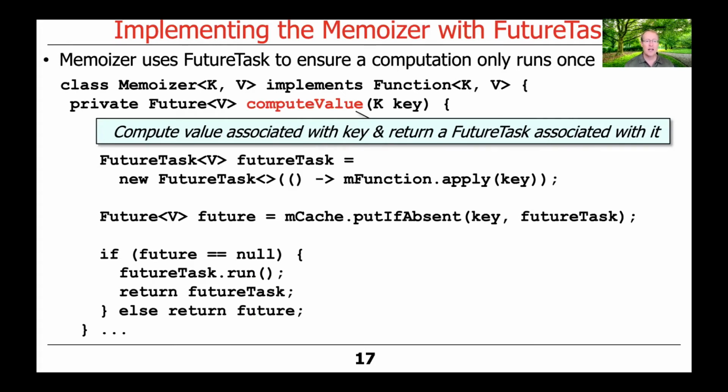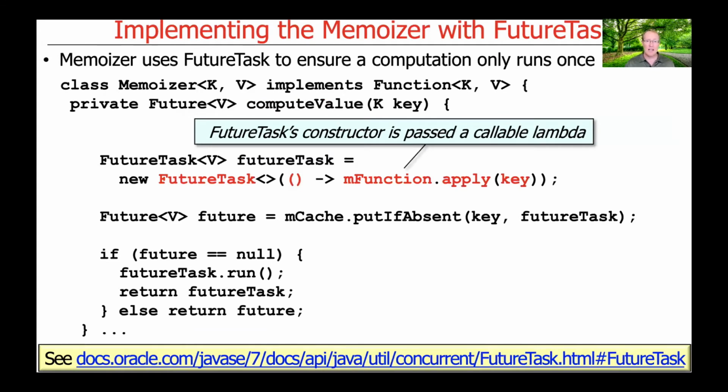What it's going to do is compute the value that's associated with the key, and it will return a future task that's associated with it. And of course, that future task is an implementation of future. So the method actually returns a future, but of course, it's returning a future that is actually implemented as a future task using the fundamental properties of object-oriented programming. So down here, what happens is the future task's constructor, because we're making ourselves a future task now. In fact, we could be making lots of future tasks.